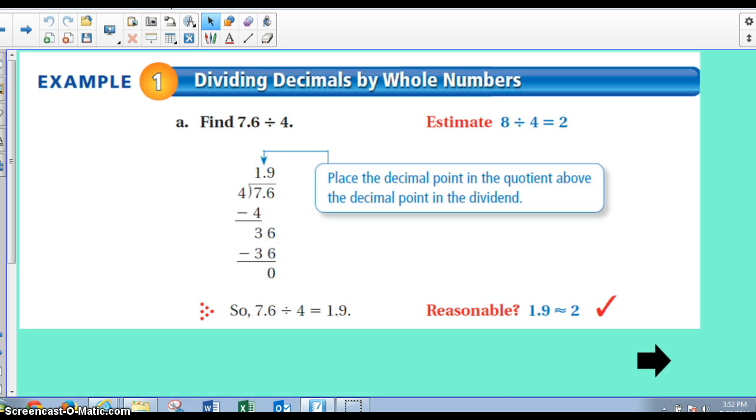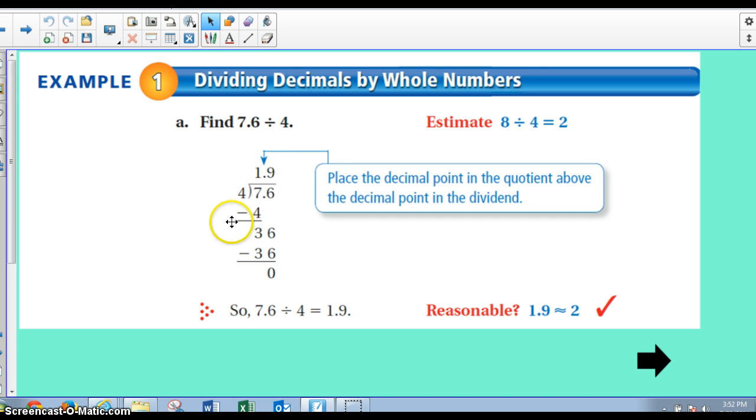Example 1. We need to find 7.6 divided by 4. Once again, notice the estimation. Everything can be estimated. In this section, everything we're working on can be estimated. So we did 7.6 divided by 4. The very first thing they did was move that decimal point up. If you do that first, you'll be good.